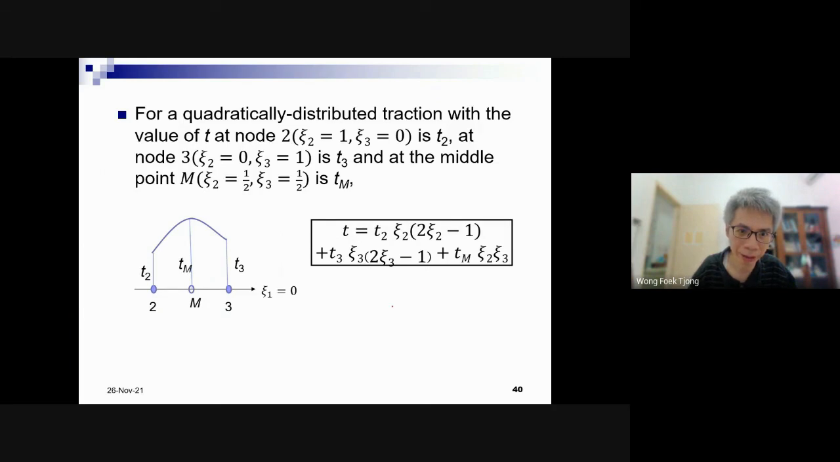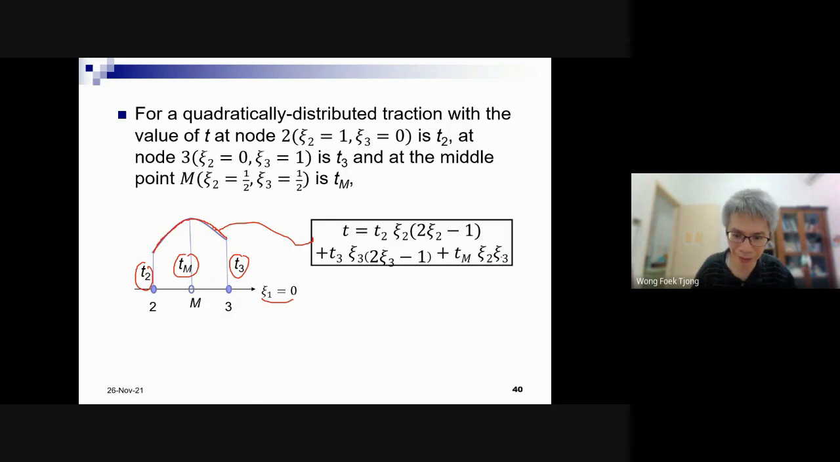Okay, the same as the side. And this is an example of the side 2, 3. We have a quadratic distributed traction force. Okay, where the values are given at node 2, T2, at node 3, T3, and at the middle is Tm. The formula for expressing this curve or this quadratic function is given by this one, okay? T2 C2 (2C2 minus 1), T3 C3 (2C3 minus 1), and Tm 4 C2 C3.